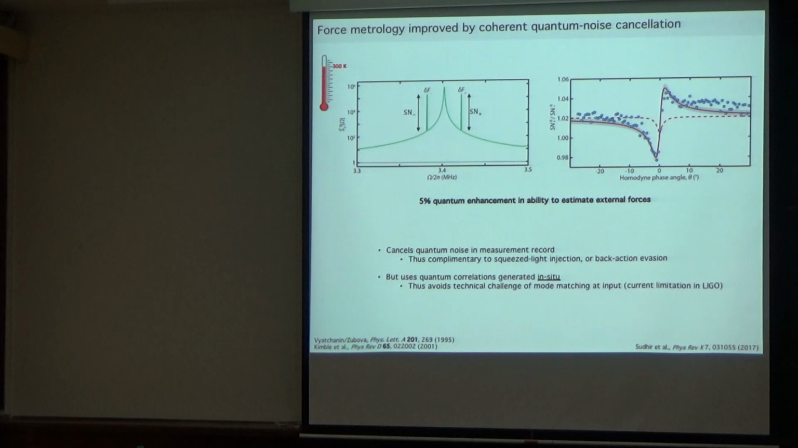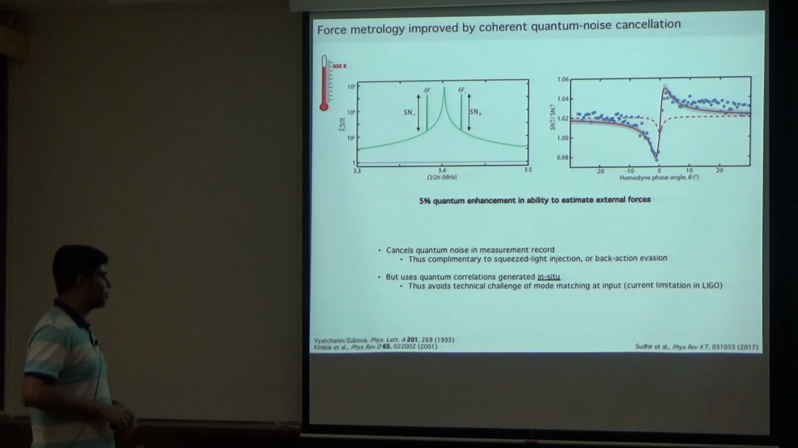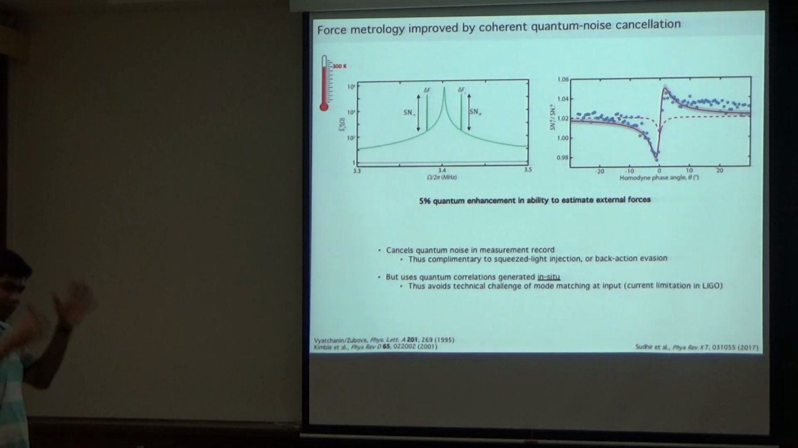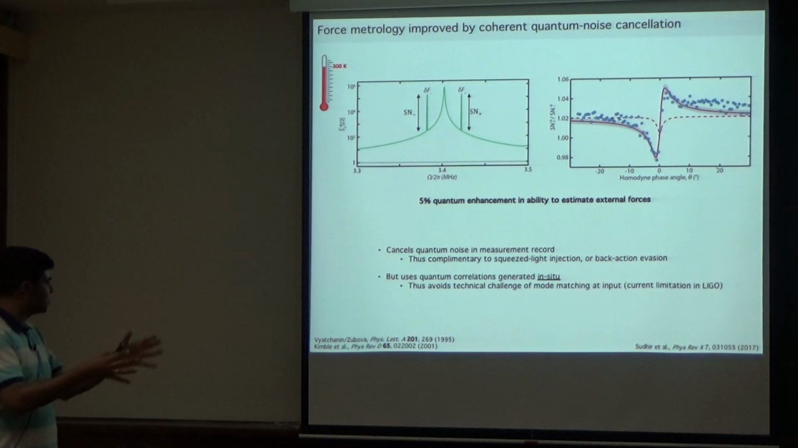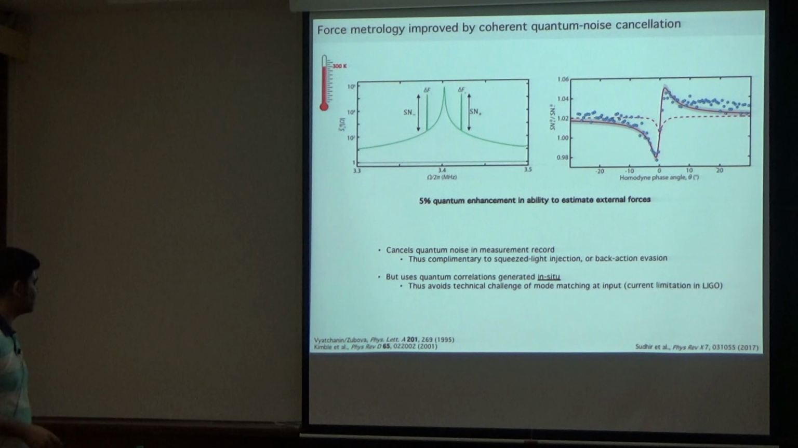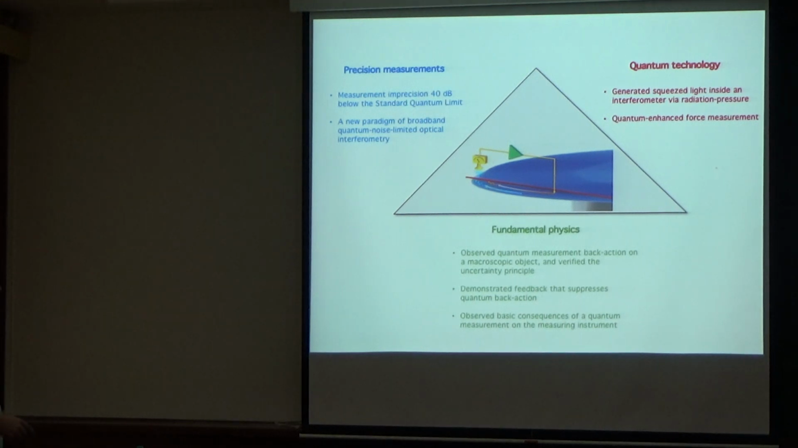So you can cancel quantum noise in the measurement, and it's sort of complementary to injecting squeezed light in the interferometer. You're generating squeezed light in the interferometer and then using it in situ to do back action cancellation. That is really helpful for LIGO, and that's how I actually came to LIGO. But before that, I'd just like to summarize by saying that the things we've done on a tabletop attack 3 frontiers.